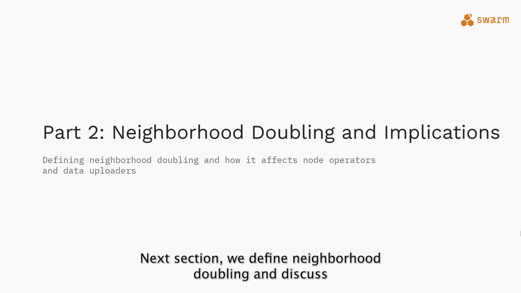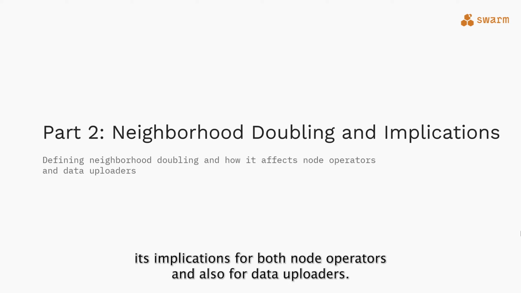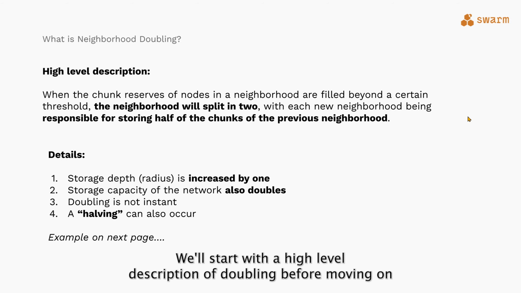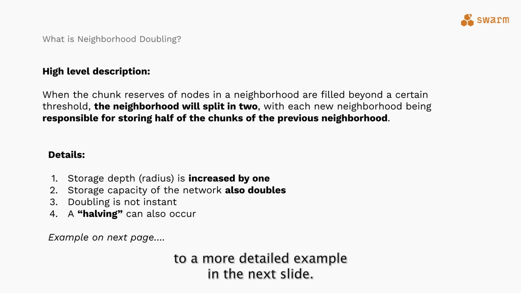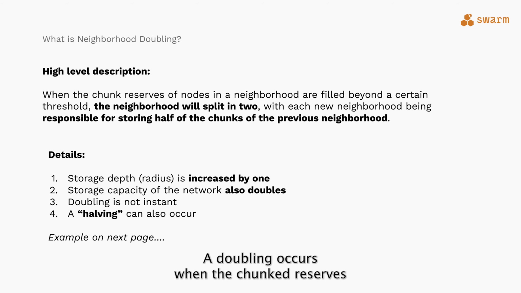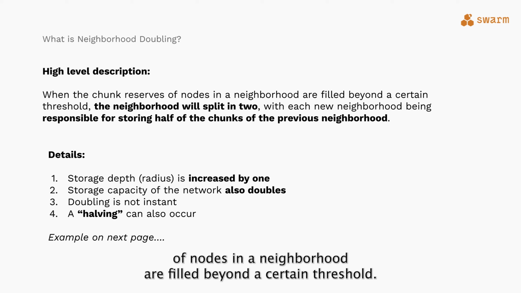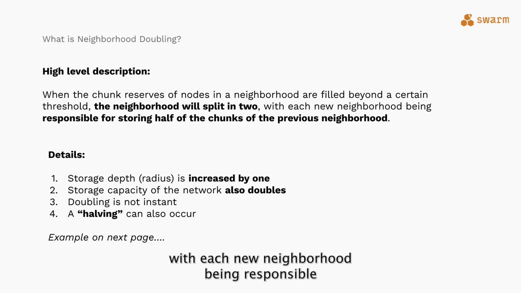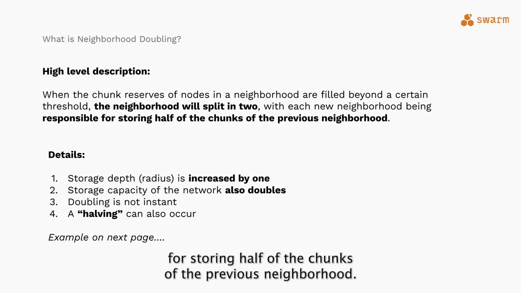Next section, we define neighborhood doubling and discuss its implications for both node operators and also for data uploaders. On this slide, we'll start with a high-level description of doubling before moving on to a more detailed example in the next slide. A doubling occurs when the chunk reserves of nodes in a neighborhood are filled beyond a certain threshold. When that happens, the neighborhood will split in two, with each new neighborhood being responsible for storing half of the chunks of the previous neighborhood.